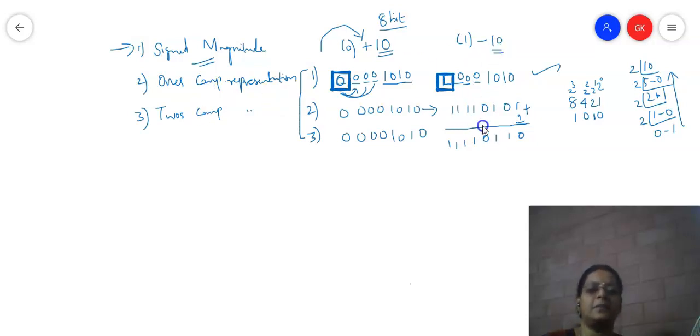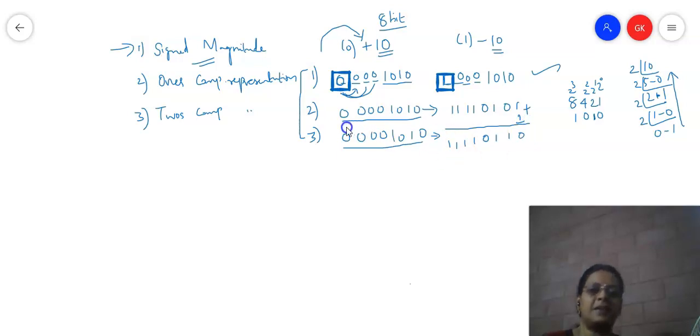For negative numbers like minus 10, you write the positive value and then take the one's complement of this number. It will give you the one's complement representation. And for two's complement representation, write the positive value like this, and take its two's complement. To take the two's complement, there are two methods available. You first take the one's complement, then you add 1 to the LSB, and that will give you the two's complement.